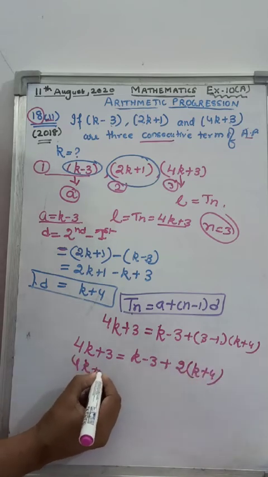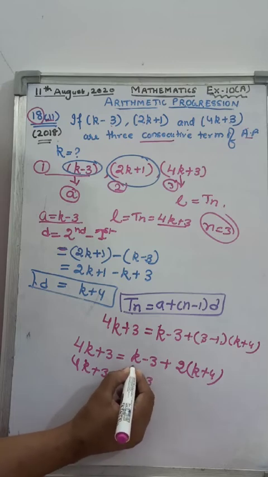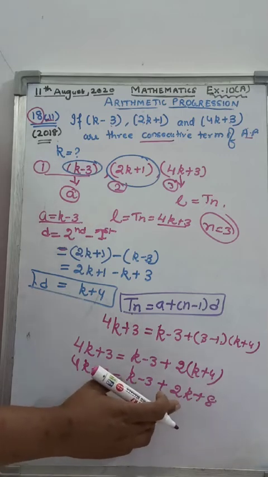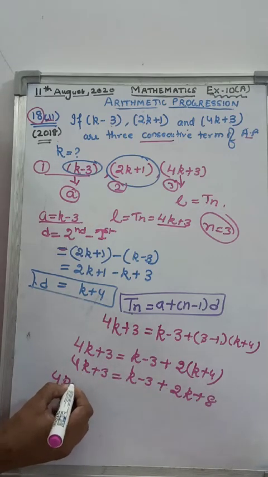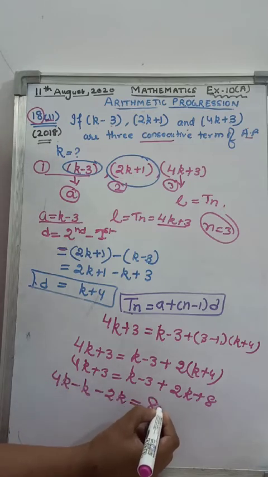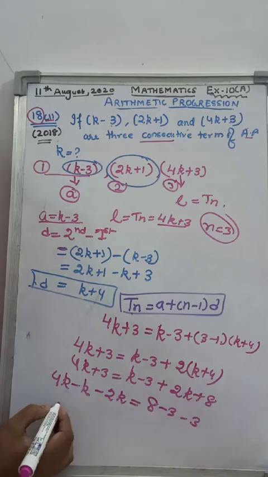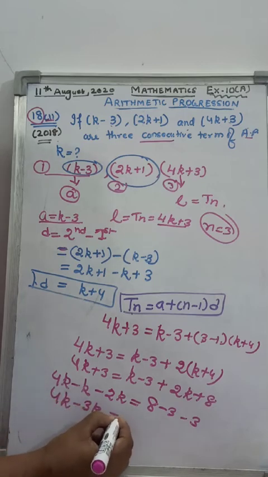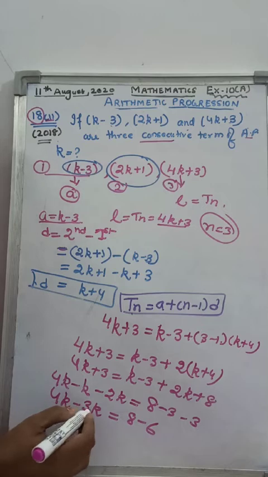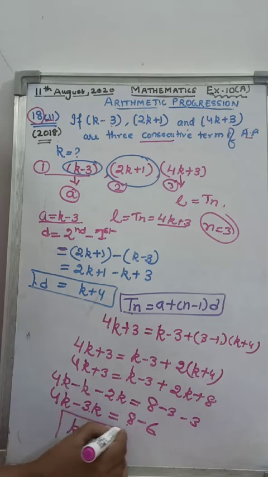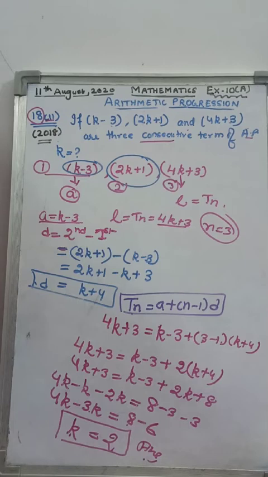So 4k plus 3 equals k minus 3 plus 2k plus 8. So take all the k terms on the left hand side. 4k minus k minus 2k equals 8 minus 3 minus 3. So this will be your 4k minus 3k equals 8 minus 6. So 4 minus 3 is k, 1k, and 8 minus 6 is 2. So the value of k is coming 2. This is the answer of question number 18, second part.